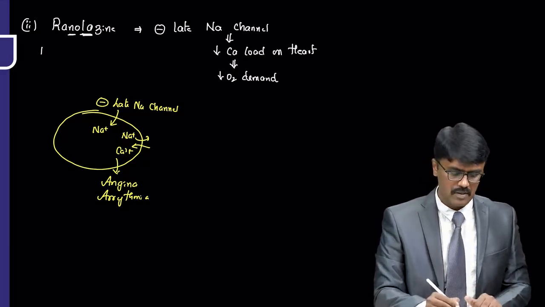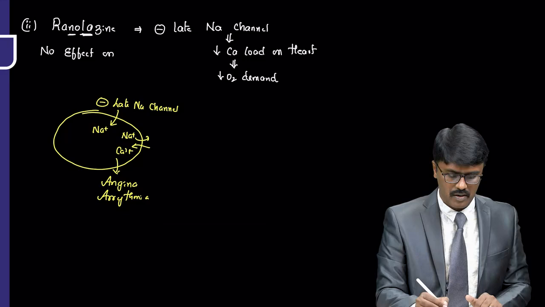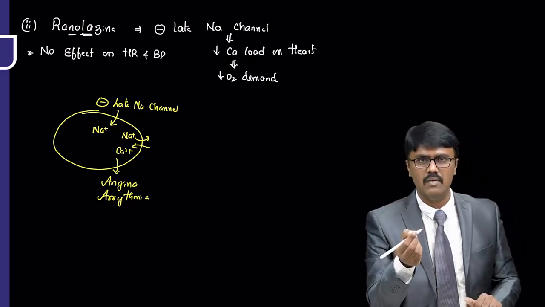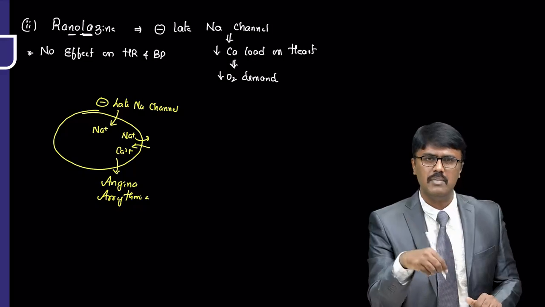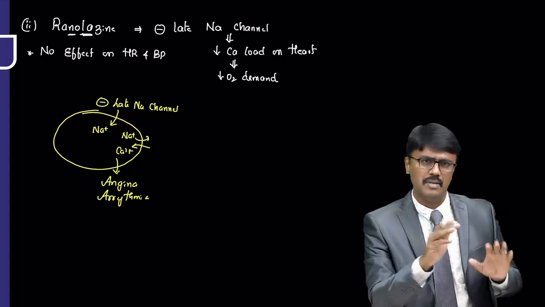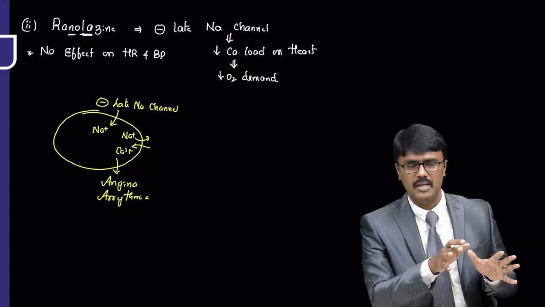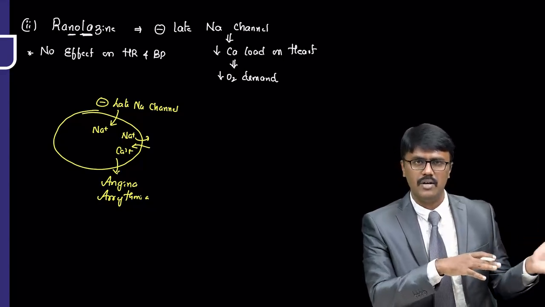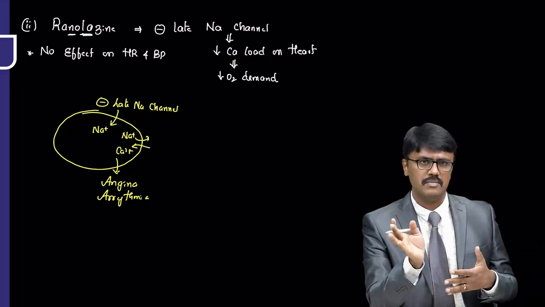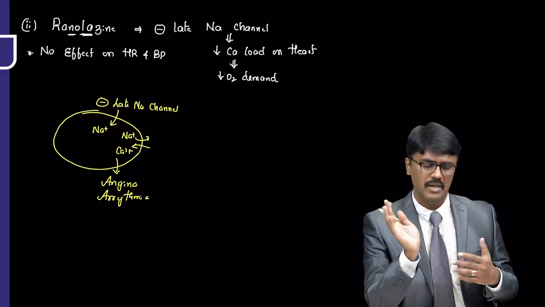The advantage of this is no effect on heart rate and BP. You check all the other drugs we have discussed till now, nitrate, nicorandil: they either decrease BP or increase BP, or they decrease heart rate or increase heart rate. They have some effect on the heart rate, I have explained already, but this drug doesn't affect it. Suppose the patient has bradycardia and you cannot give ivabradine or beta blocker, then you can use it. Or the patient has hypertension, you cannot give nitrate, then you can use it.